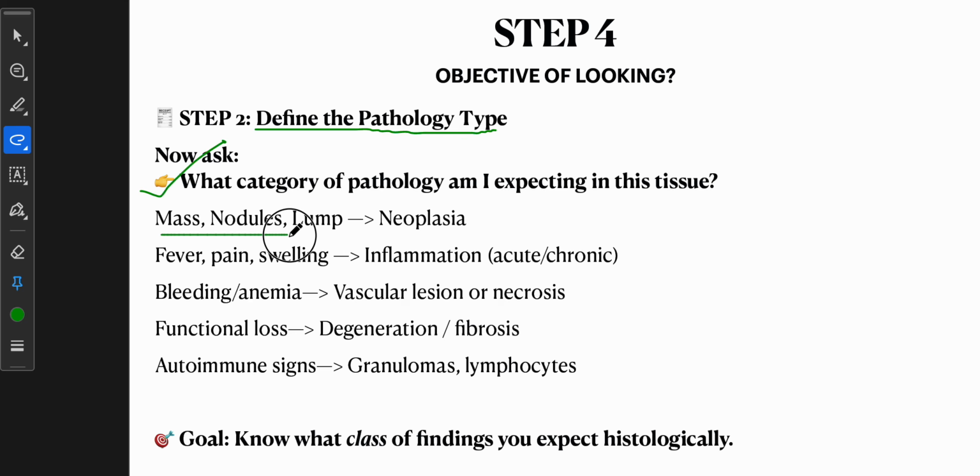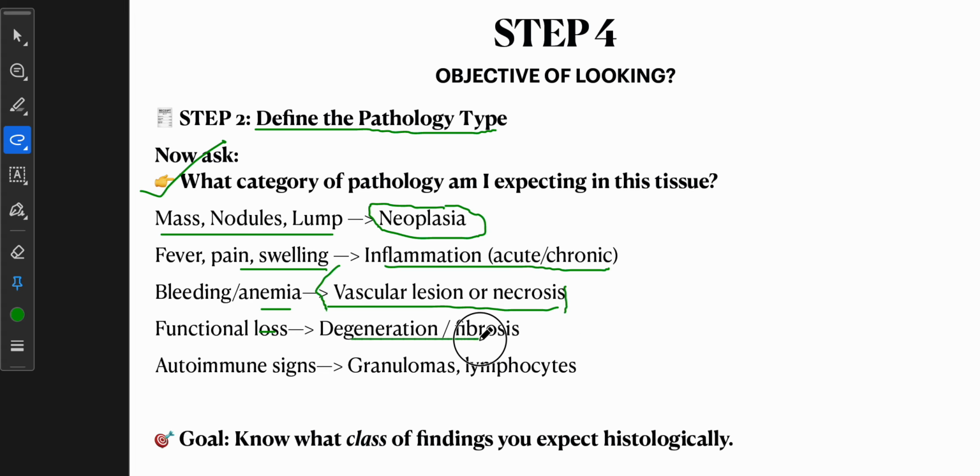So is it mass, nodules or lump? If it is a case of mass, nodules or lump, it might be a case of neoplasia. If it is fever, pain and swelling, it might be inflammation, acute or chronic. Bleeding or anemia, there might be vascular lesions or necrosis, right? And if it is a case of functional loss, there may be degeneration or fibrosis. And in autoimmune signs, there may be granulomas or lymphocytes, right?